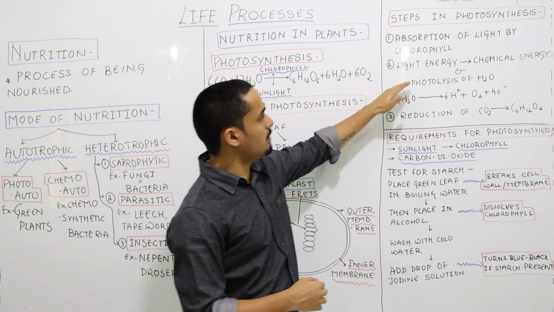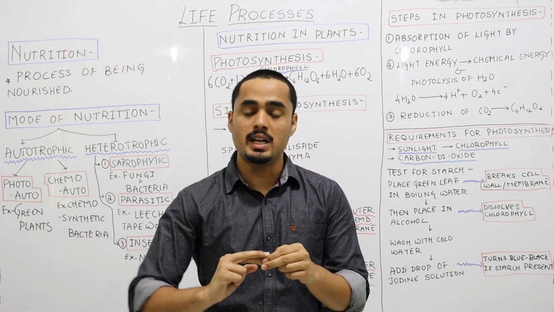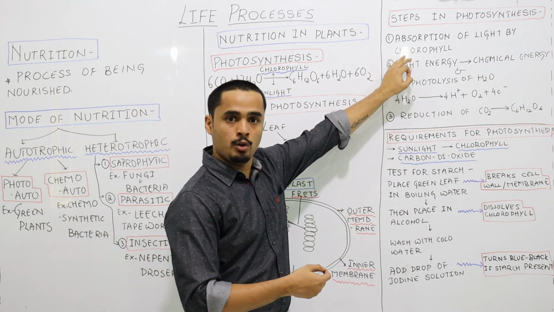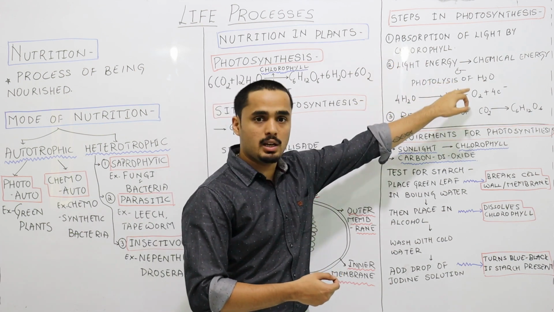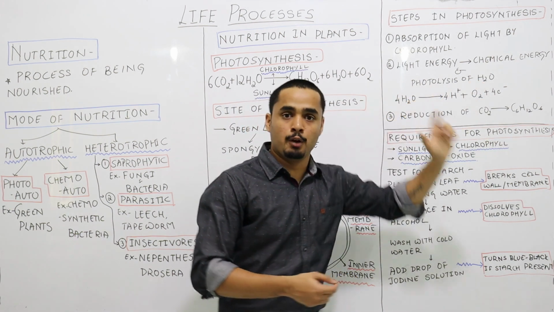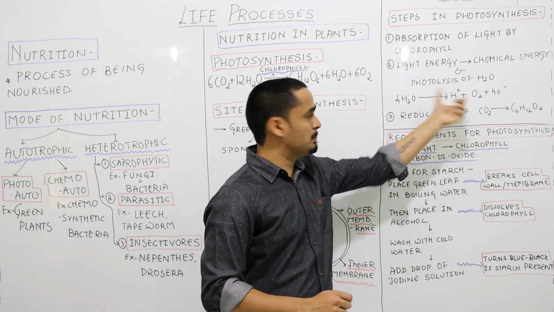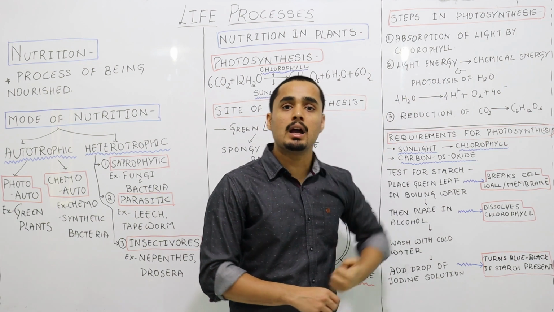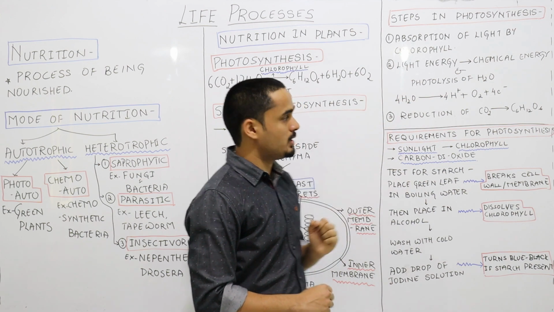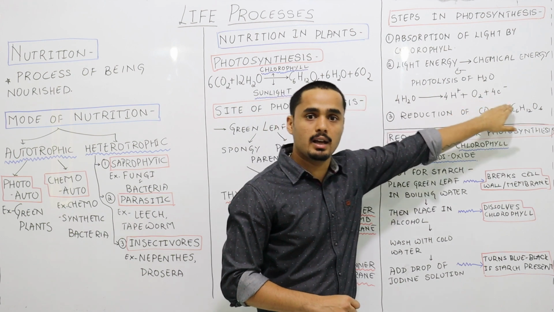The second step in photosynthesis is, once the light has been absorbed, it has to be converted into chemical energy. So the light that is absorbed by the chlorophyll is then converted into chemical energy, and there is also something called photolysis of water. Photo means light, lysis means breakdown. So the water is being broken down by the light that was absorbed by the chlorophyll. Now what happens when the photolysis of water takes place? The water breaks down into an H plus ion, oxygen and an electron.